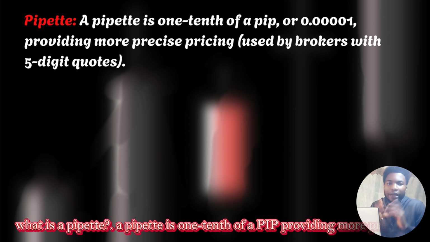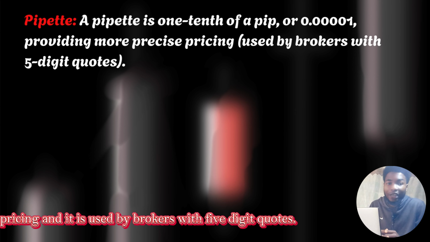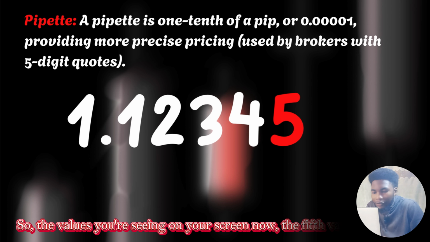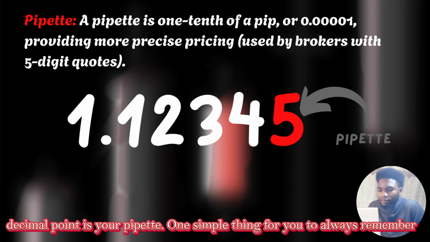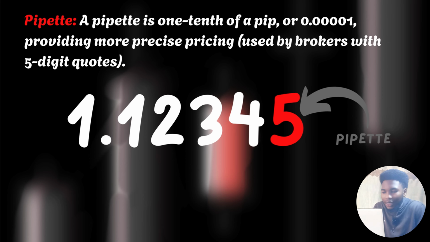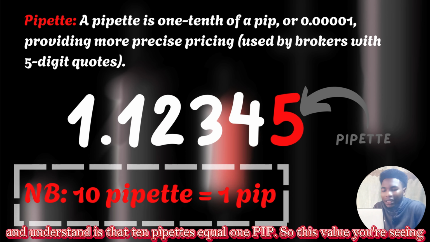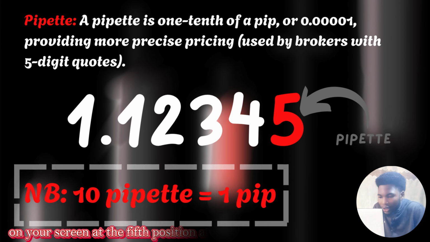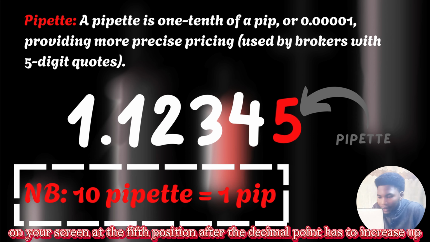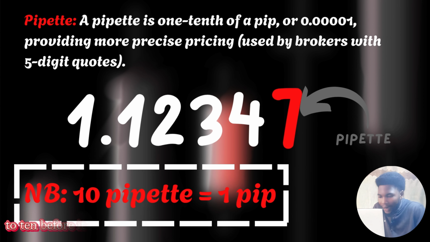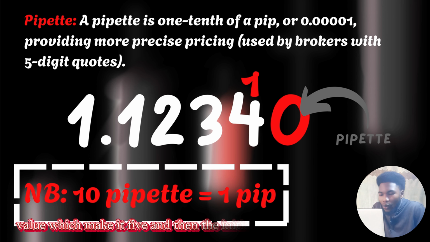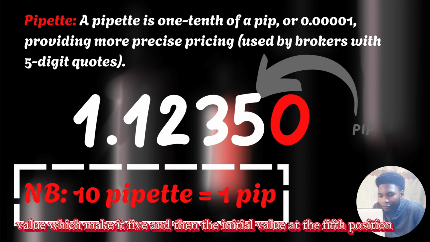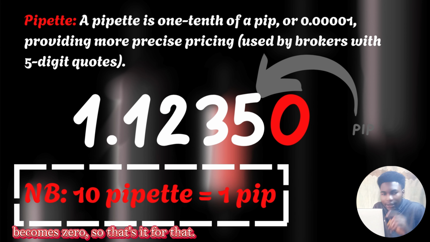What is a pipette? A pipette is 1/10 of a PIP, providing more precise pricing, and it is used by brokers with 5-digit quotes. So, the fifth value after the decimal point is your pipette. One simple thing for you to always remember is that 10 pipettes equal 1 PIP. So the value at the fifth position after the decimal point has to increase up to 10 before it turns to 1 PIP, and then you add 1 to the preceding value, and the initial value at the fifth position becomes 0. So that's it for that.